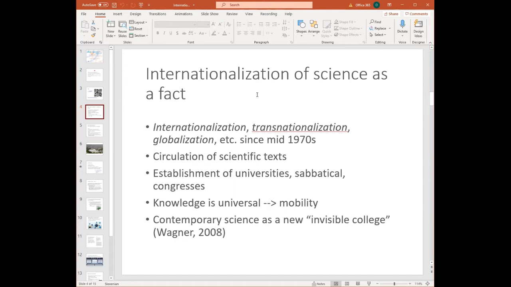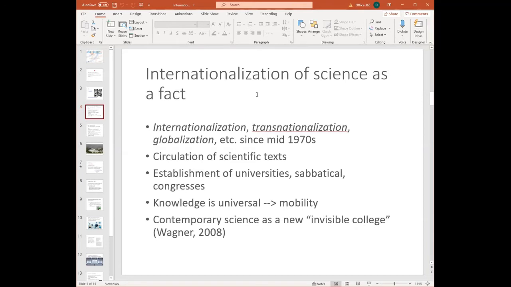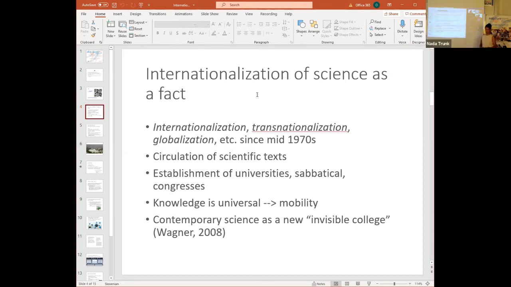Then at the end of the 19th century, when the instrument of the sabbatical was introduced, there was a birth of international research universities where people got together for some time just to do research, and they also came from different countries. And of course, congresses really accelerated this. So the idea of mobility is inherent in knowledge itself, which is of course universal.